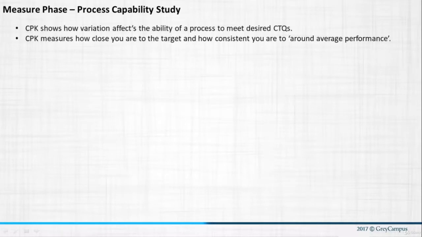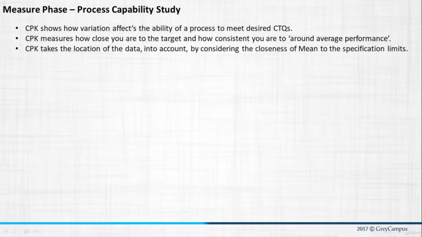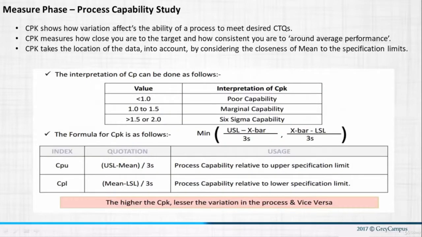CPK is the second measurement of process capability. CPK uses the mean in the formula, sample mean being X bar, which is a measurement of central tendency. So as CP measures, am I able to do it? CPK measures, am I actually doing it? It takes the location of the process into account as well as spread.